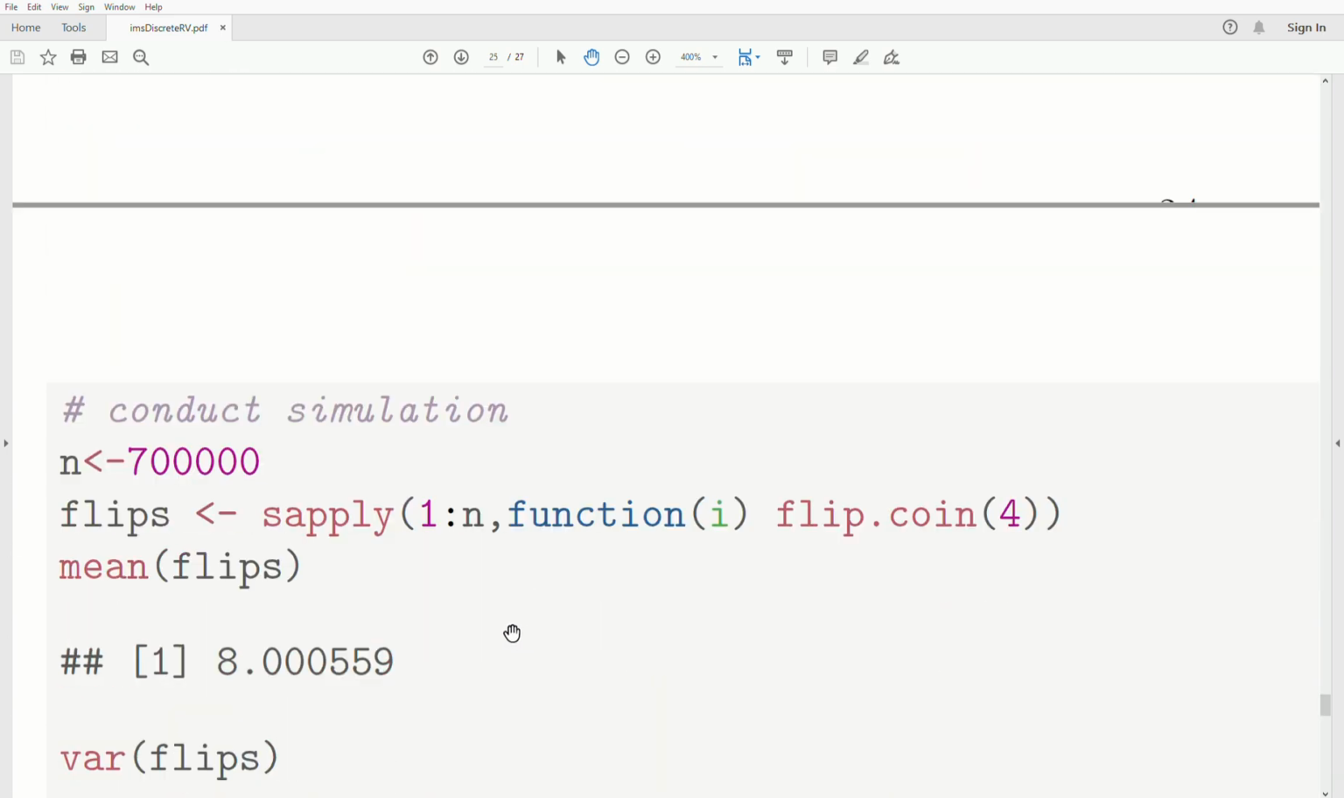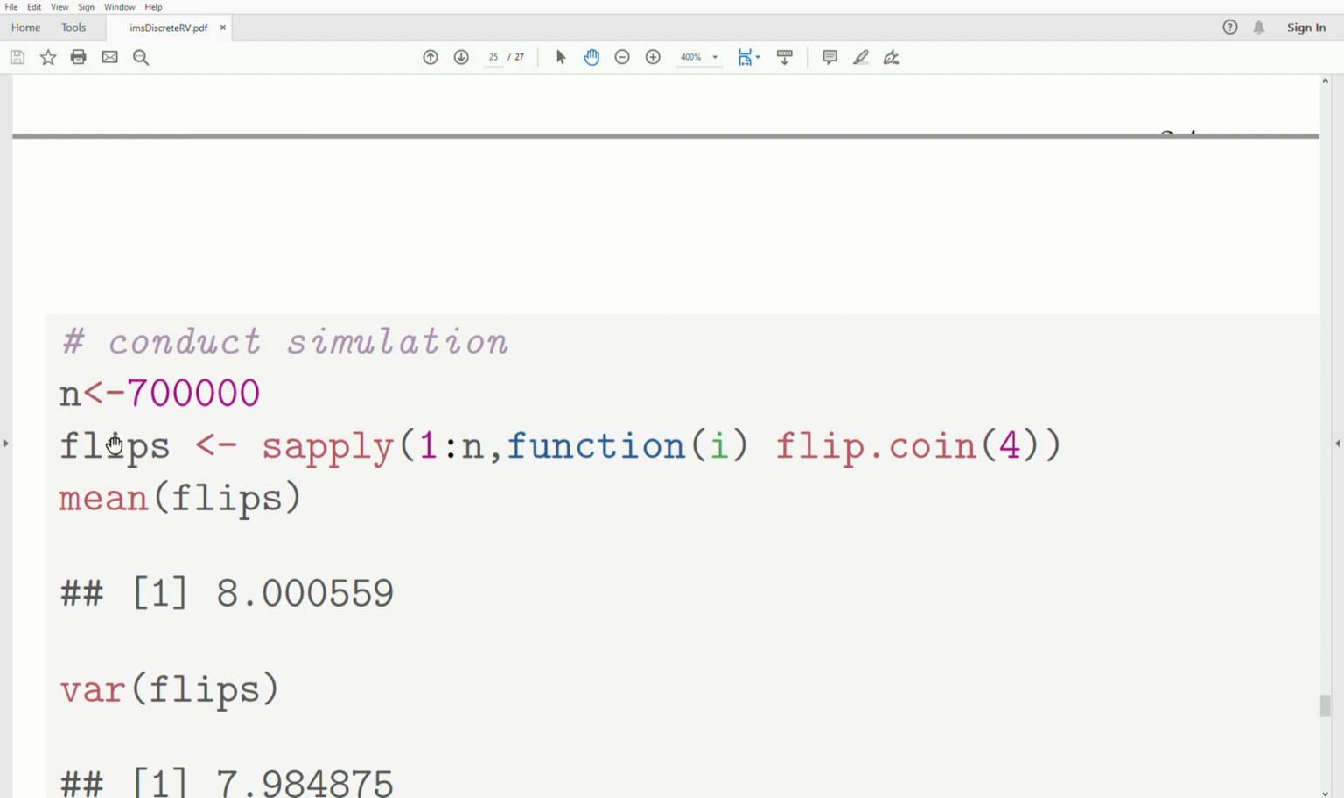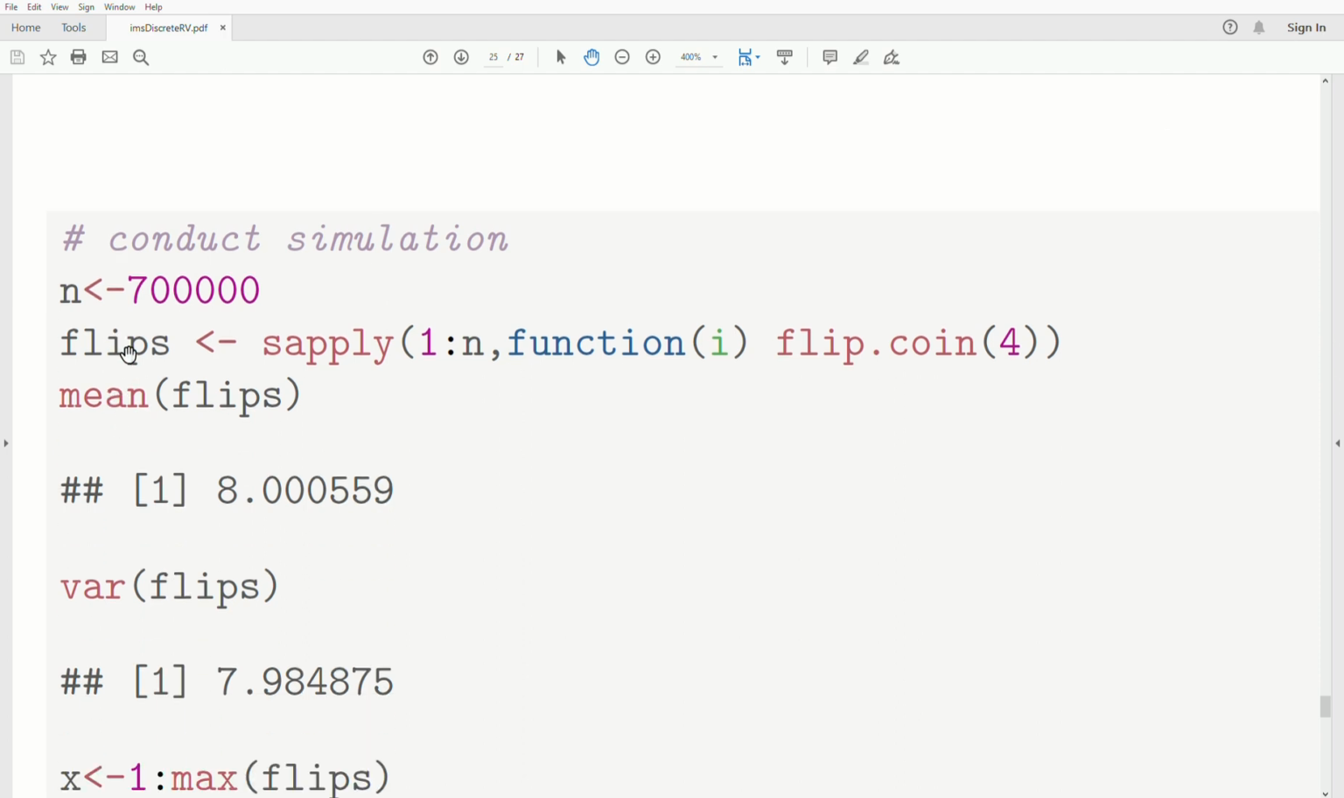Well, let's do a simulation of that, of 700,000. We're going to use sapply, and we're going to flip a coin and see how many flips it takes to see 4 heads. And then we're going to do that 700,000 times. We're going to store the results in flips. So flips is a vector of length 700,000, and it's the number of flips it takes to observe 4 heads. And each component is independent of each other.